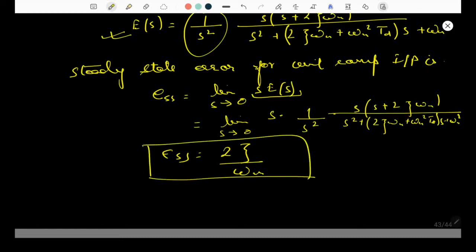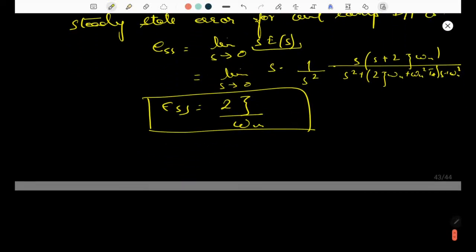So from this expression, we conclude that the steady state error is not affected by the derivative control action. As the derivative of the error is used in the actuating signal, if the error varies with time, then the derivative control reduces the error.